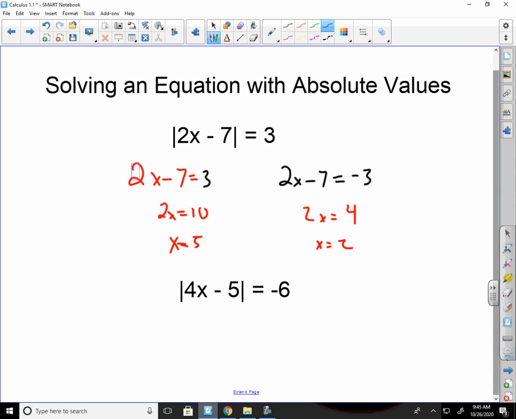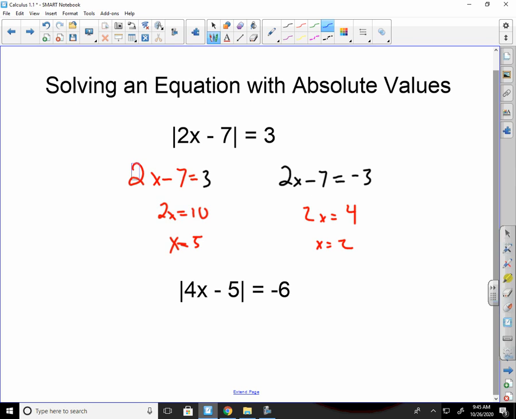Here we have absolute value of 4x minus 5 equals negative 6. I want you to do this one on your own. I'll sit here and wait. I'm not playing with you. Get started. It seems like I'm going to wait forever.